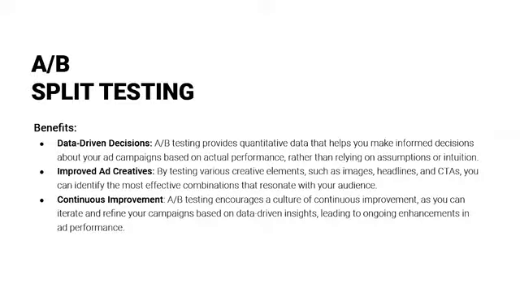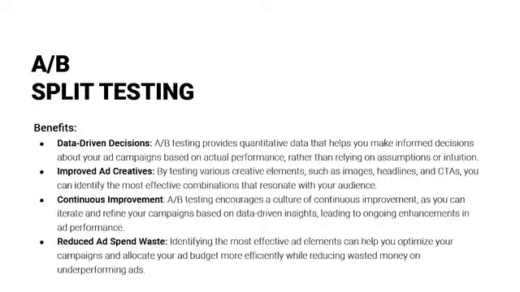Continuous improvement. We want to be A-B testing to encourage a culture of continuous improvement, as you can iterate and refine your campaigns based on, again, the data-driven insights, leading to ongoing enhancements in ad performance. We don't want to over-test. I'm going to be talking about that here in just a minute. But we always want to be running consistent tests to make sure that we're fine-tuning our message. It really all boils down to reduced ad spend waste. Identifying the most effective ad elements can help you optimize your campaigns and allocate your ad budget more efficiently while reducing wasted money on underperforming ads.